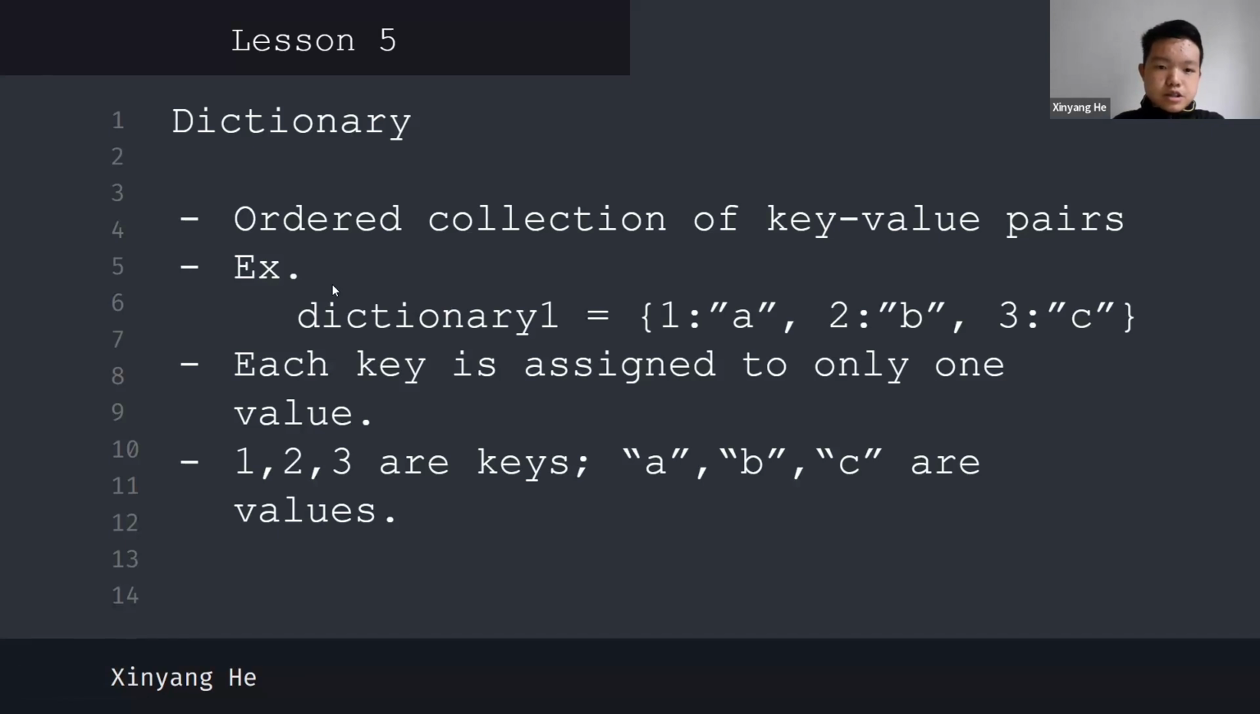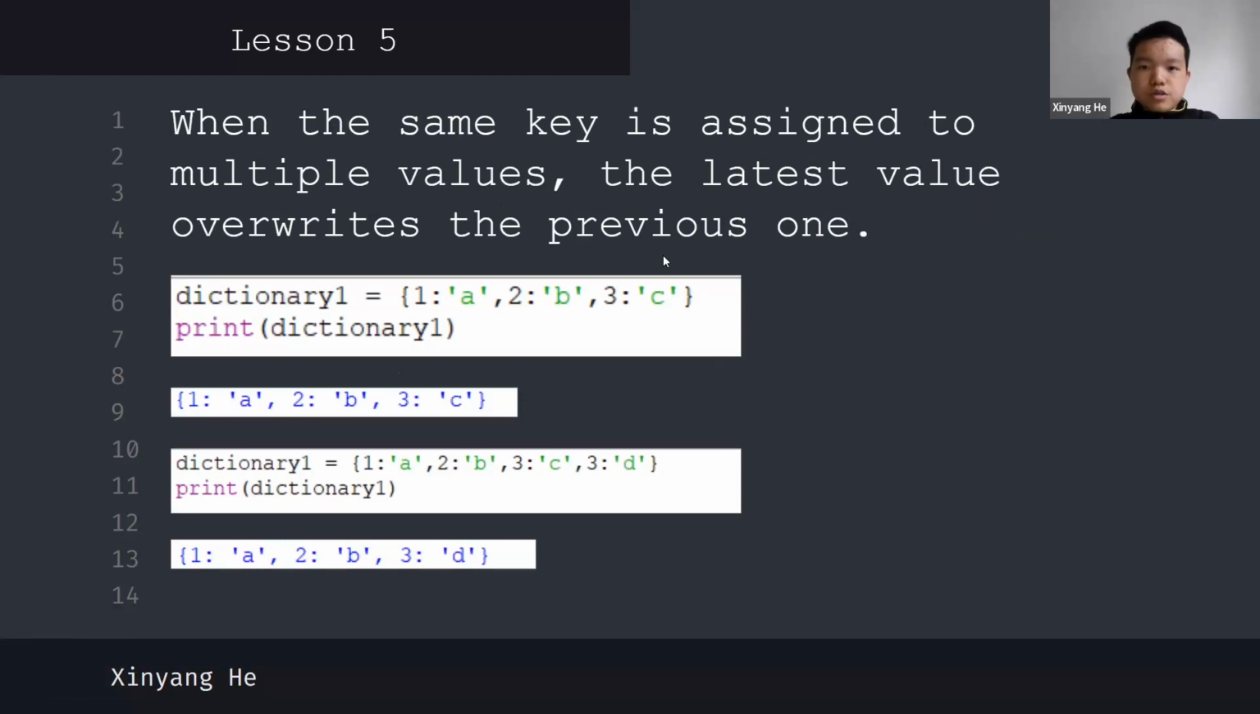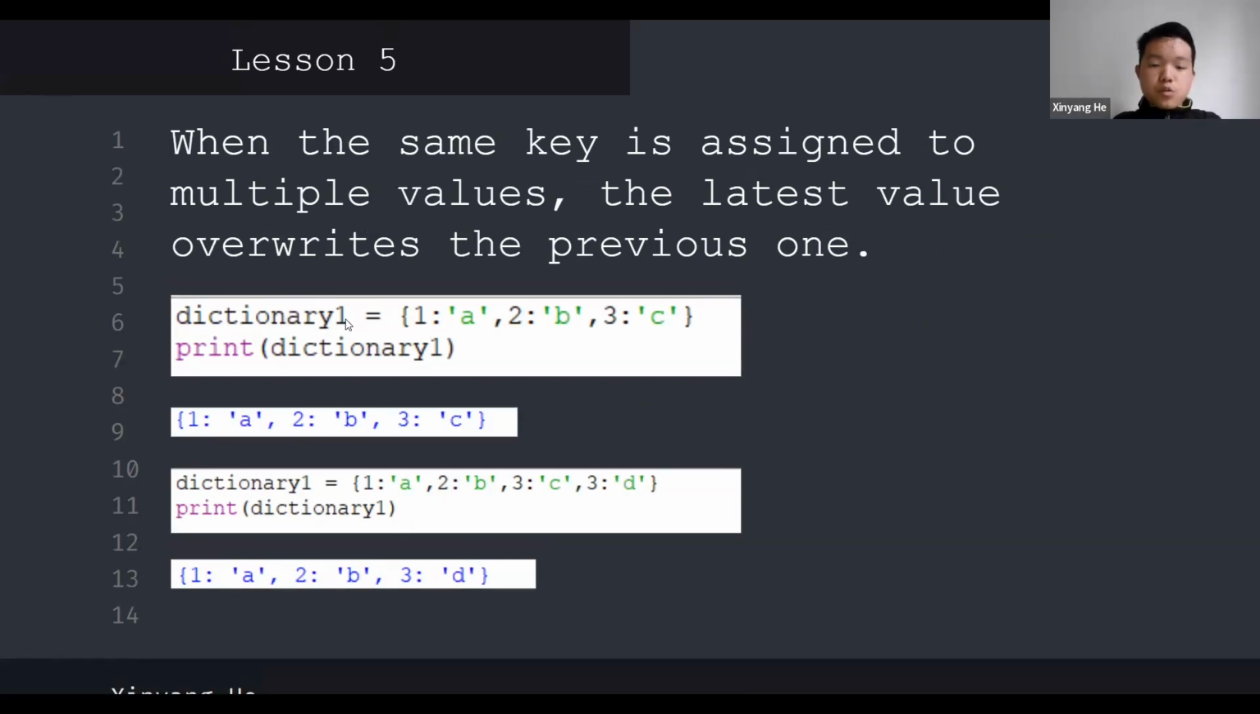For example, in dictionary 1 right here, 1, 2, and 3 are the keys. The A, B, and C that follow 1, 2, and 3 are the values. And when the same key is assigned to multiple values, usually the latest value just overwrites the previous one. So you might not want to do that. As you can see here, we have dictionary 1 in Python. If you print it, it prints fine. But then we have dictionary 1 over here, which has the key 3 assigned to both C and D. And when you print it, it will show D as the value to key 3 instead of C. So it just overwrites C.